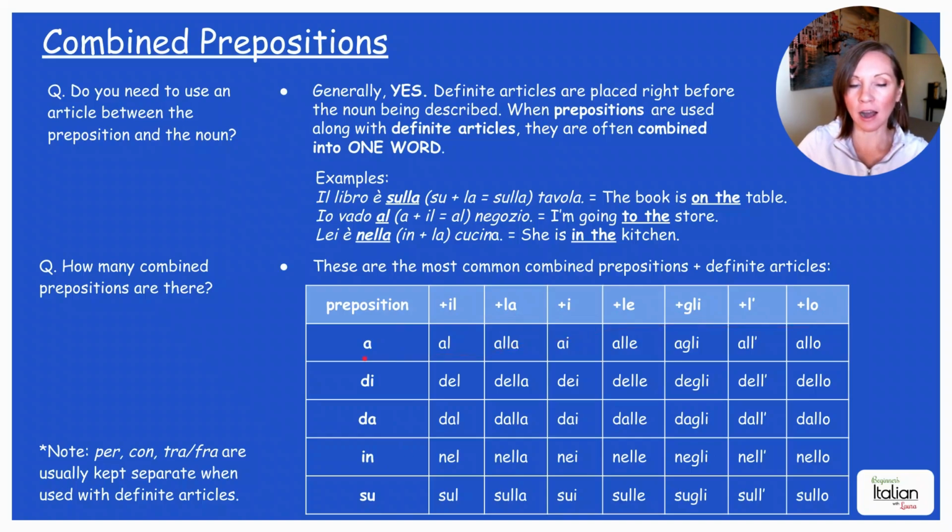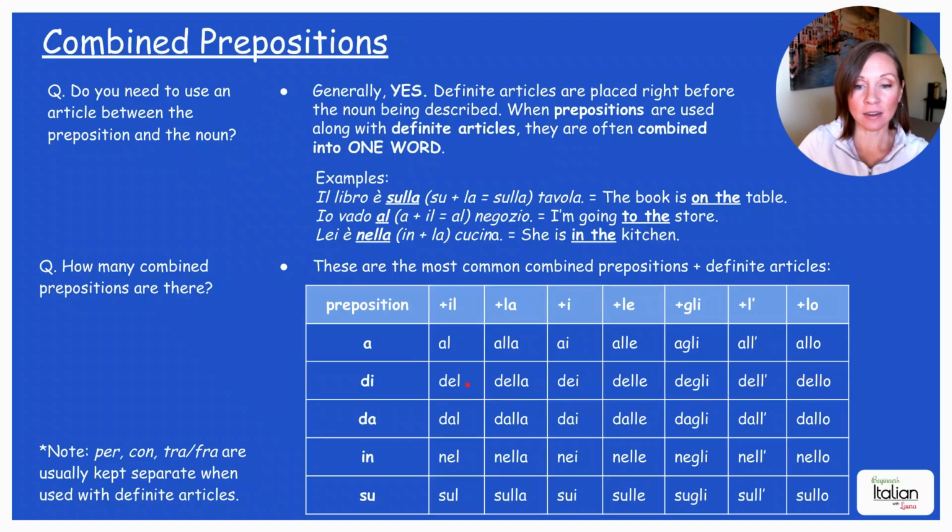Okay, so when you combine a and il, you get al. When you combine a with la, you get alla. You just add another L here. A plus i is ai. A plus le is alle. Again, you add another L. A plus gli is agli. A plus l apostrophe is all'. Again, you add another L. And then a plus lo is allo. Okay, add another L. Okay, now with D, you do the exact same thing all the way down.